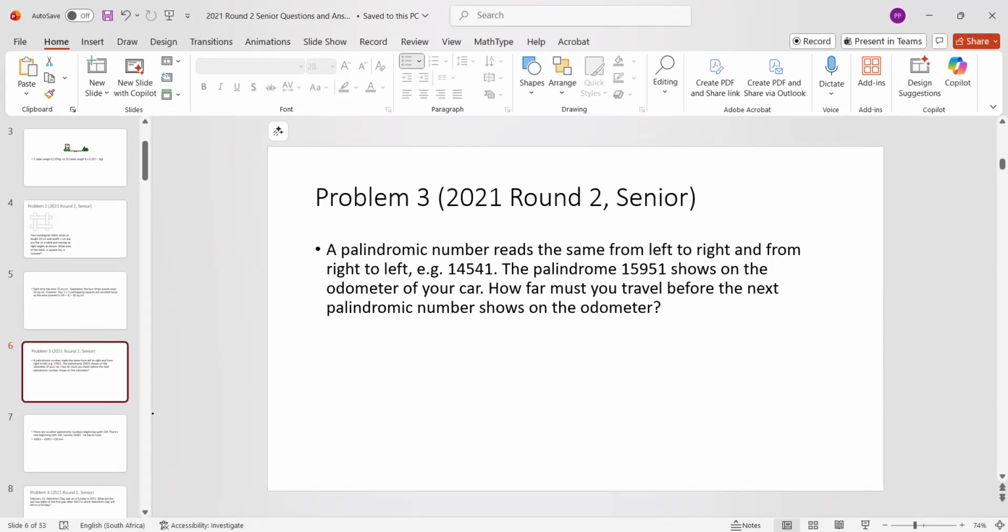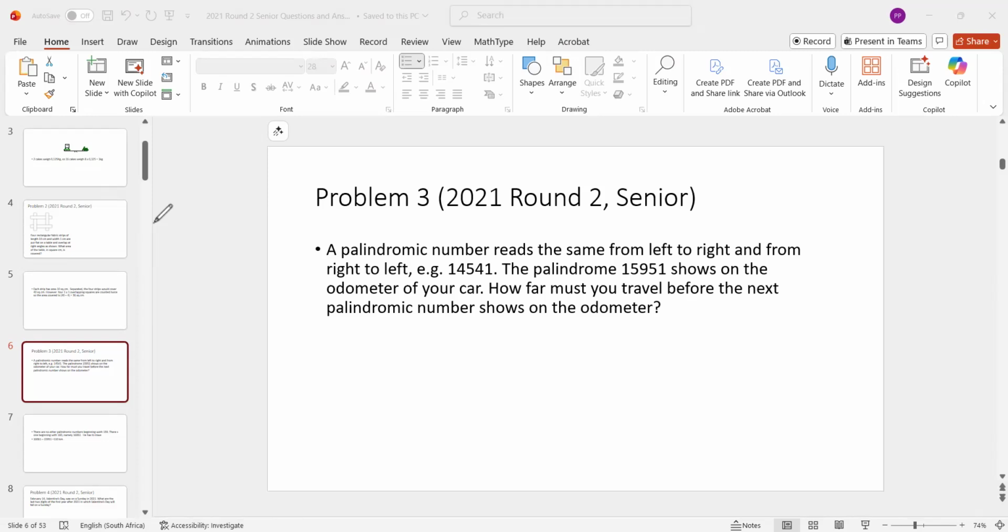A palindromic number reads the same from left to right as from right to left. Okay, so backwards and forwards, it reads the same. Such a number is called a palindromic number. So 14541, read it backwards, 14541. I'll give you another example as well. Actually, they say this particular one, 15,951, shows on the odometer of your car.